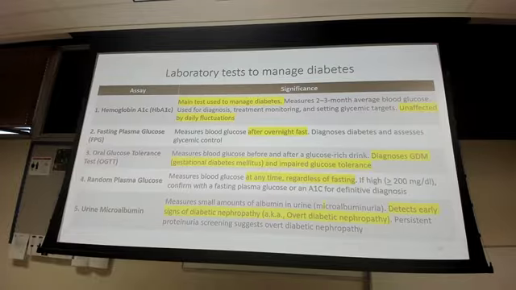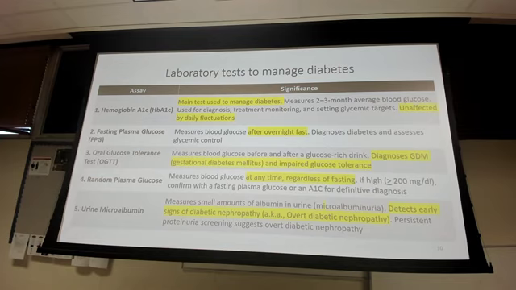All right, so here we go. It's a breakdown of those lab tests that manage diabetes. You'll see hemoglobin A1C, we use that a lot, right? That's that main test we use for our diabetic patients, right? This measures that 2 to 3 month average blood glucose. Used for diagnosing, monitoring, and treating those glycemic targets, and is unaffected by daily fluctuations.